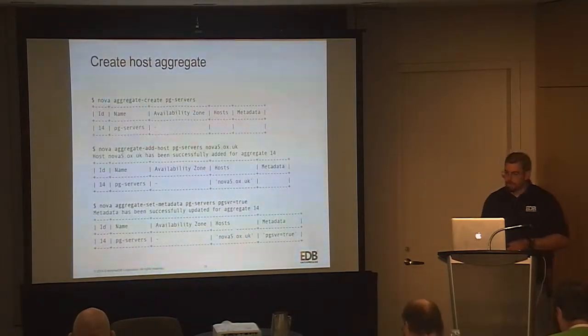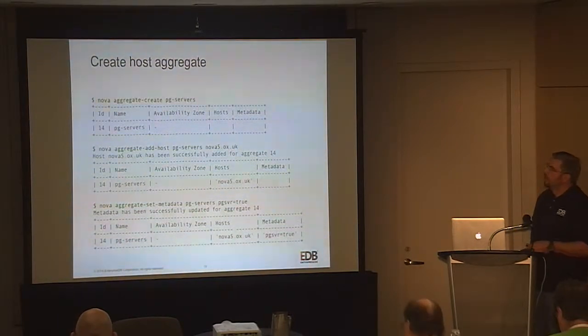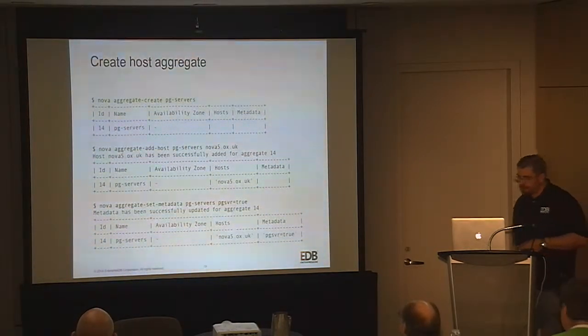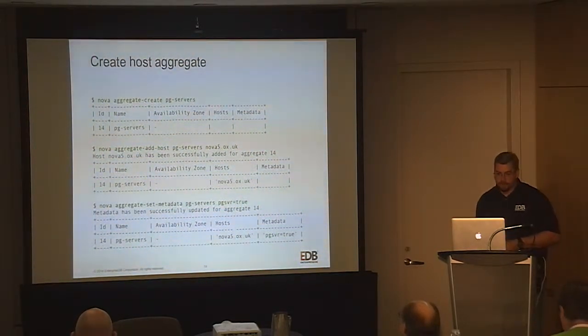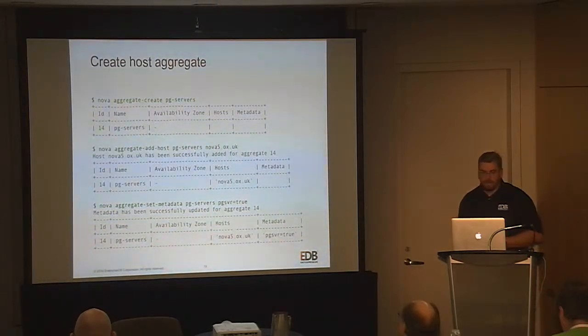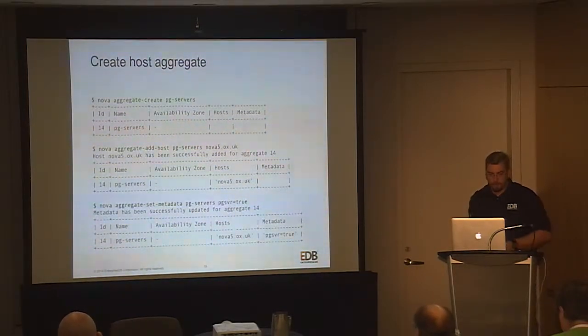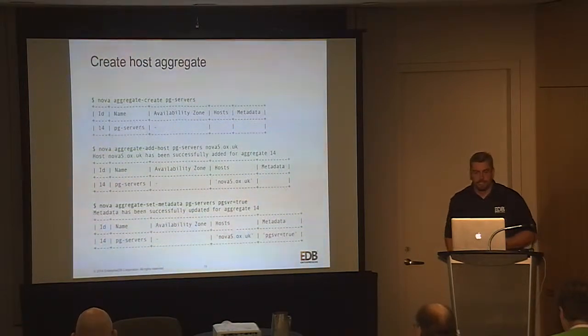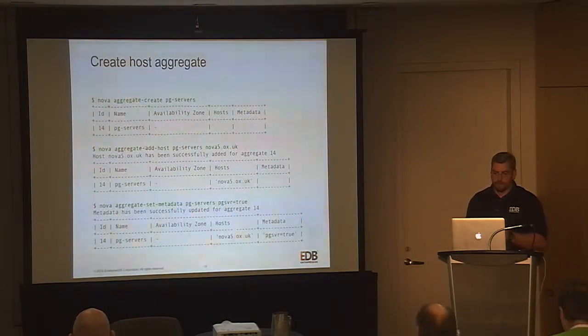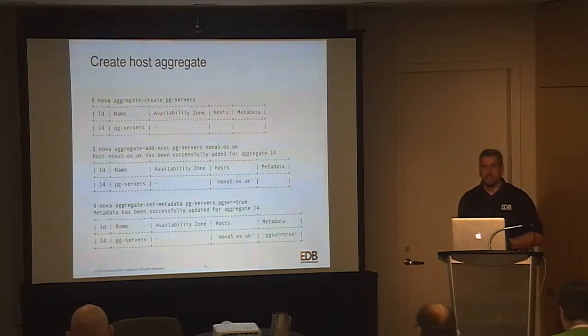So we'll go through a very quick example of how to do this here, using the Nova command line tool this time. So we run aggregate-create pg-servers, which is just going to create the empty aggregate. What I then do is add a machine called nova5.ox.uk to that, which is my one that I want to run all my database servers on. And then I set the metadata, the flag that we're going to use for the matching. In this case, we're creating a flag called PGSVR and just setting it to a value of true.